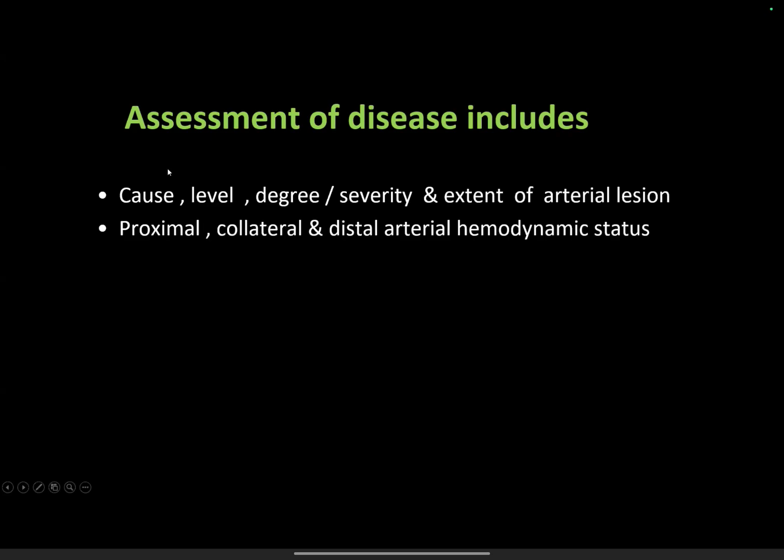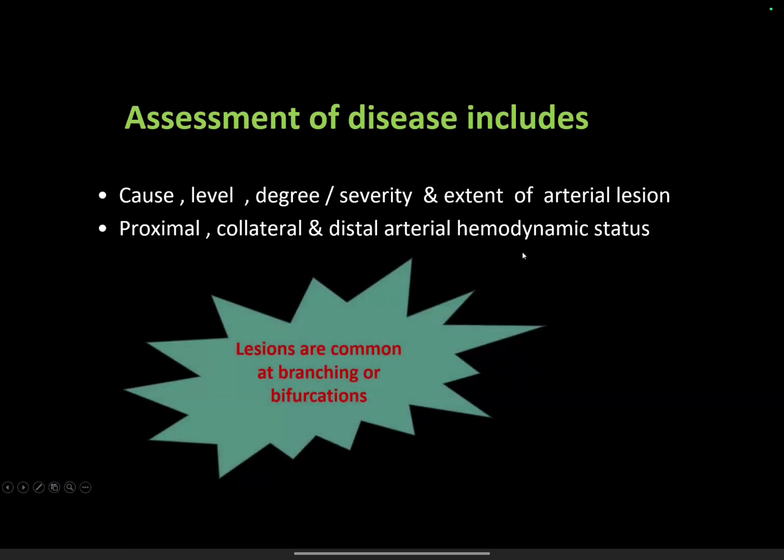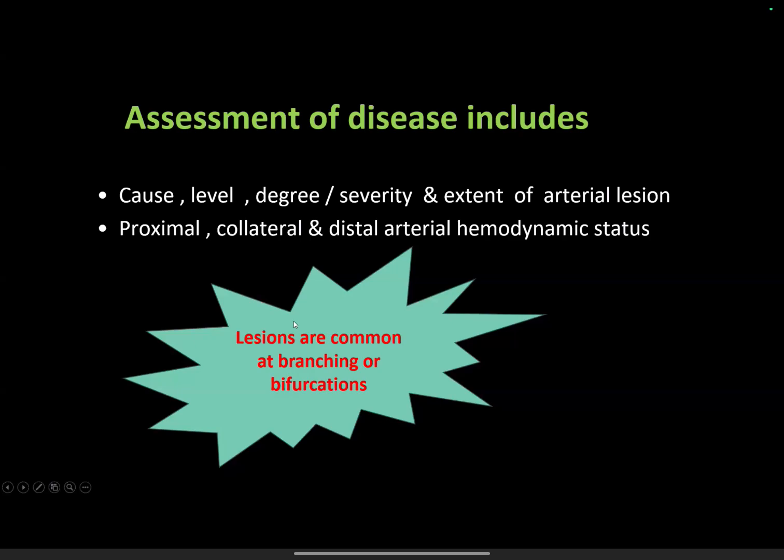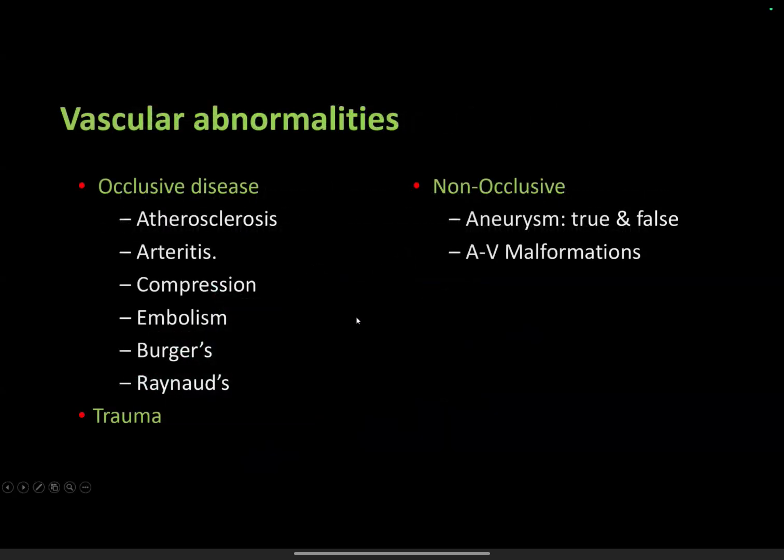So assessment includes level, cause, degree, severity and extent of the arterial lesion, status of the proximal, collateral and distal arterial tree. Of course, lesions are common at bifurcation and the branching of the vessels, so be aware of these notorious areas.